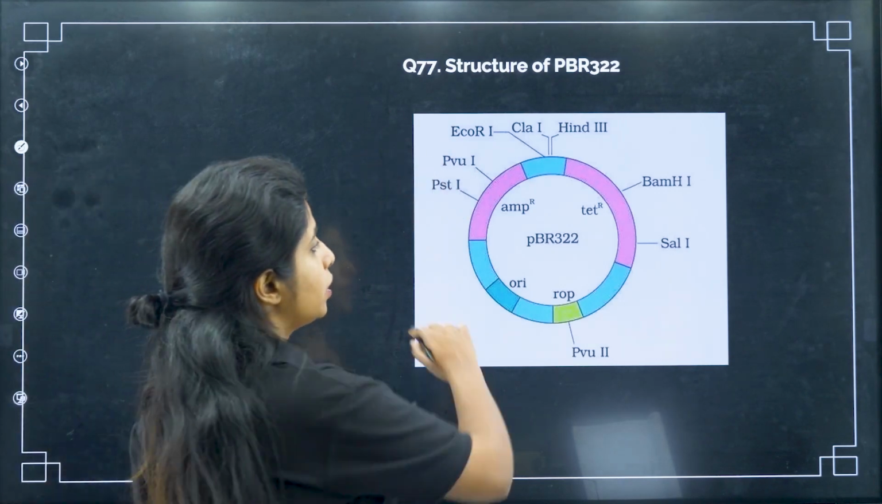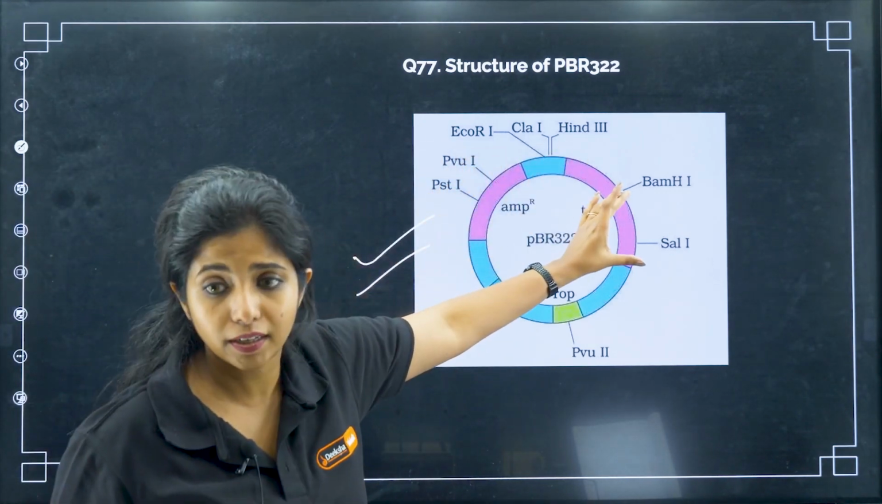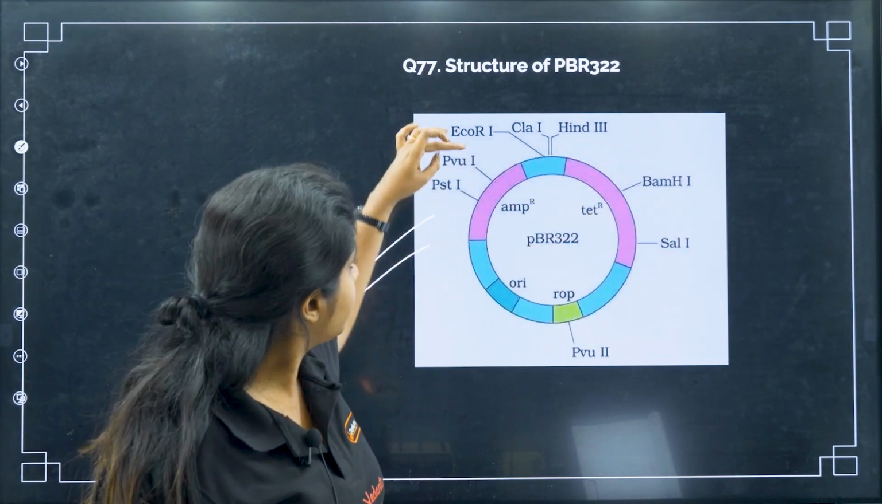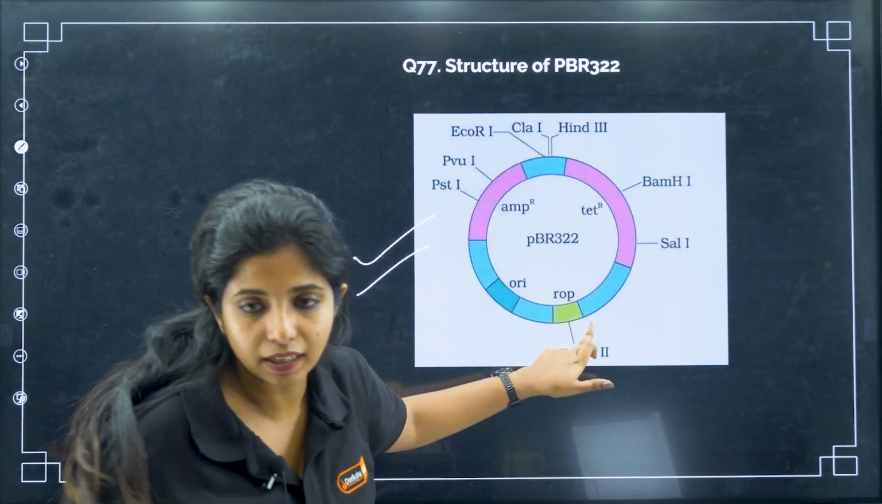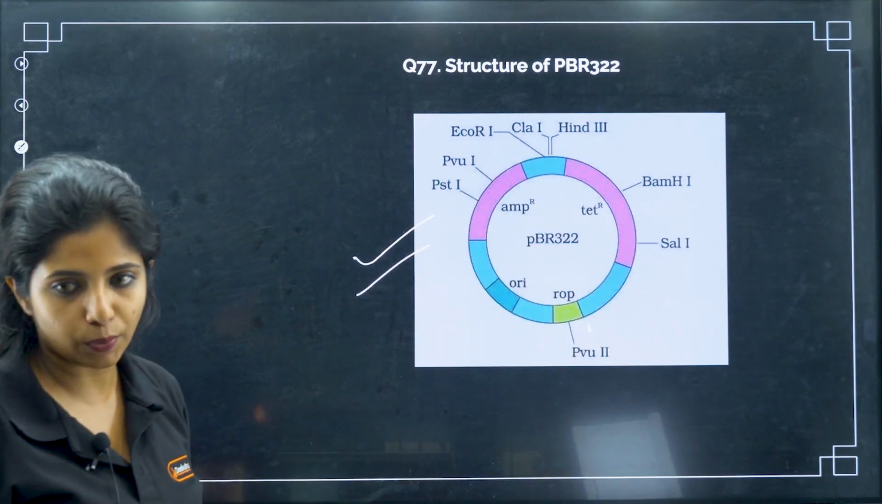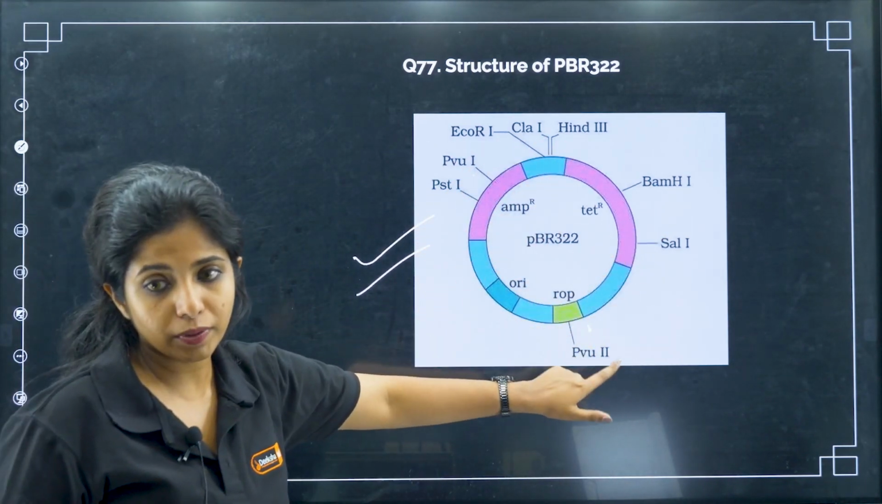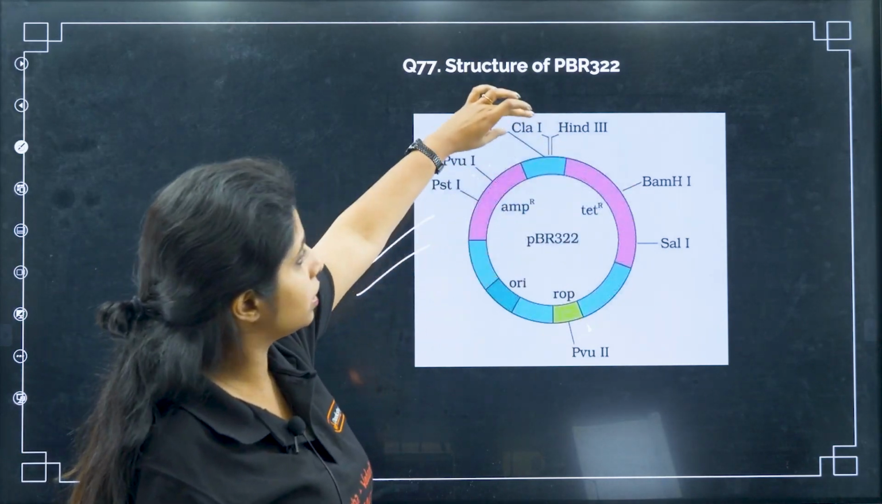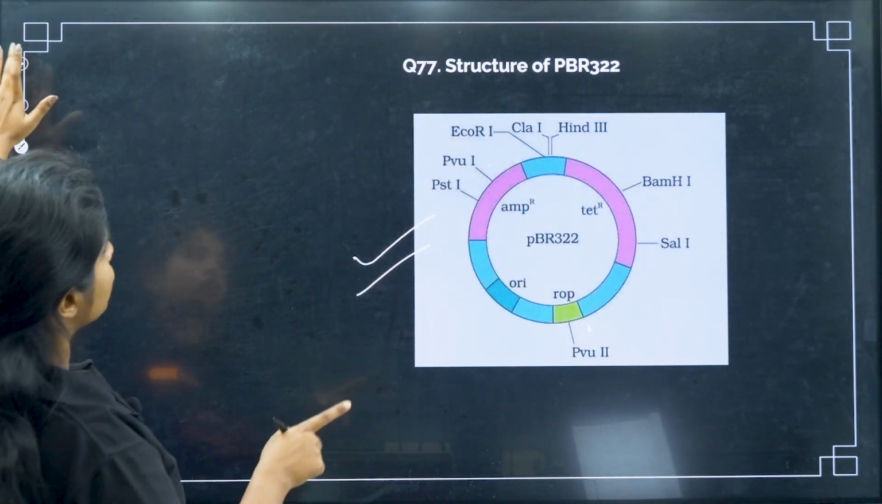Now, structure of pBR322, very much important. Ampicillin resistant, tetracycline resistant. There are 1, 2 and 3, 4, 5, 6, 7, 8 restriction sites as well. Okay, in ori there is nothing, but in rop there is 1. Here there is 2, here there is 2, here there is 3. You should be knowing, they will be asking you to label it as well.